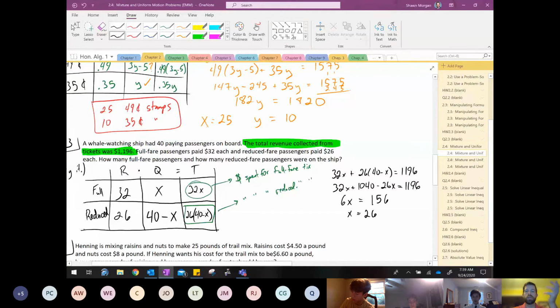Okay, so just like we did in the last problem, we didn't stop when we got to y equals 10. We're not going to stop right here when we get to x equals 26. 26 is the number of full fare tickets. So there were 26 full fare tickets. If there's 40 altogether, how much does that leave over for the reduced fare? 14. Yeah. You'll get the hang of this a little bit.